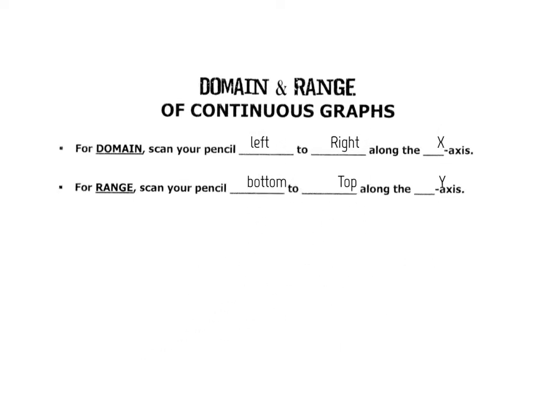What you're going to do for domain is you're going to scan your pencil from left to right along the x-axis, and then for range you're going to scan your pencil from the bottom to the top along the y-axis. So let's talk about that further here in the next slide.